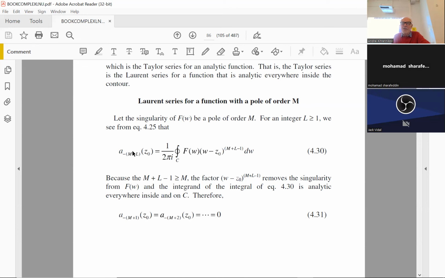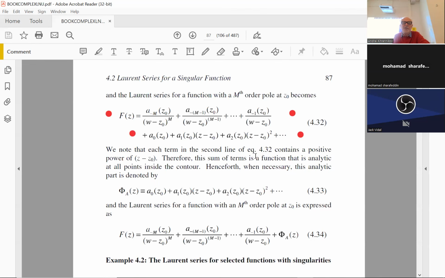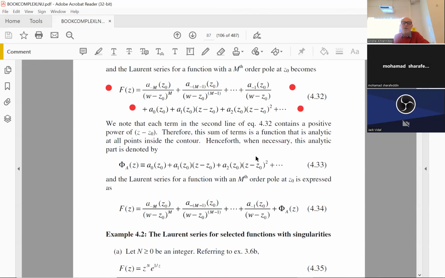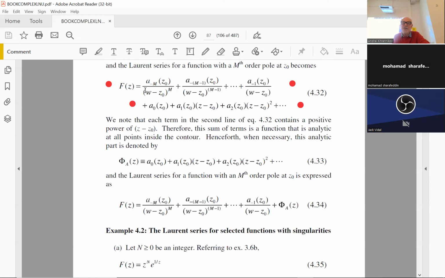Now we see by the same reason, we write these coefficients, and these functions are analytic, so they are 0 for all this. Check that this is analytic, because m plus l minus 1 is non-negative. And then they are 0. So finally, if the function has a pole of order m, it is written in this way. It is the Taylor series, its analytic part, plus this part with singularities, and the pole of degree m appears with this denominator.